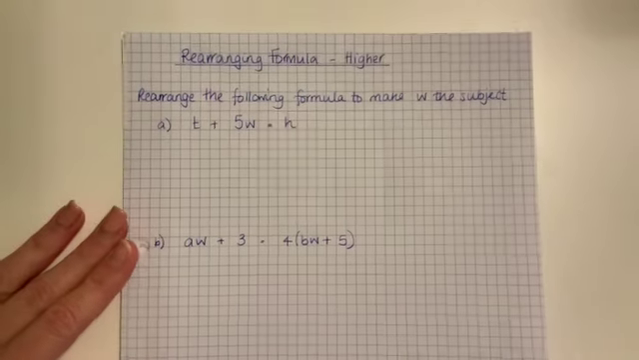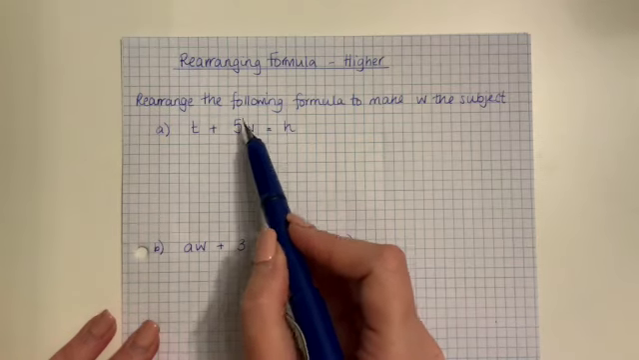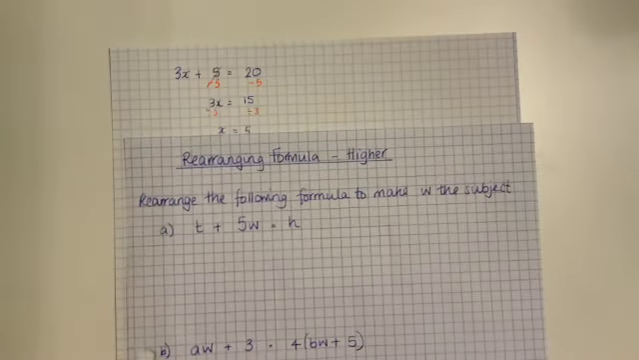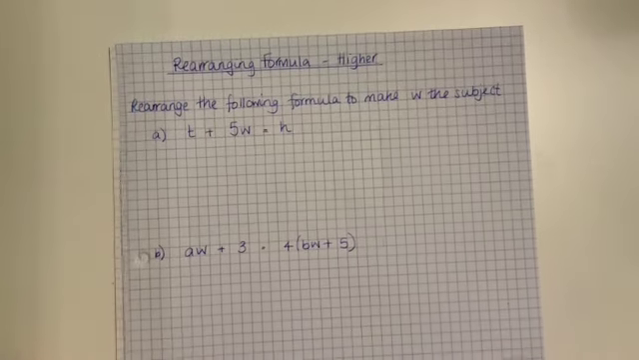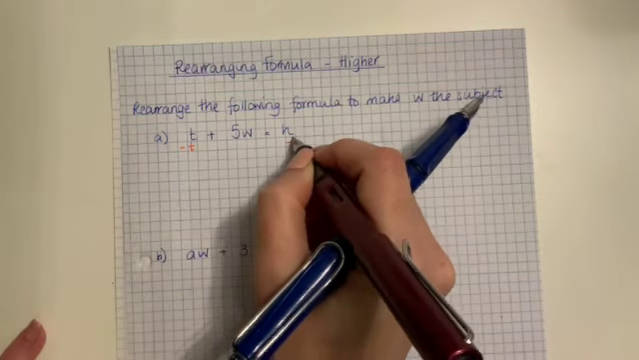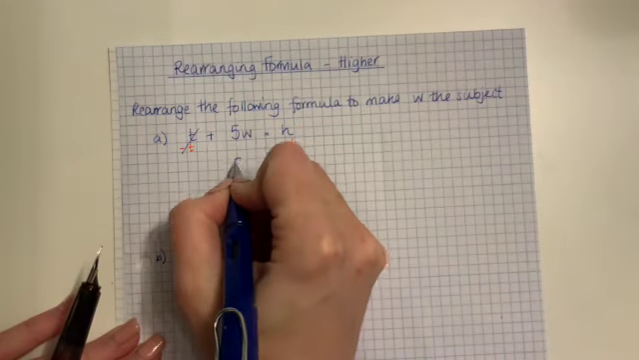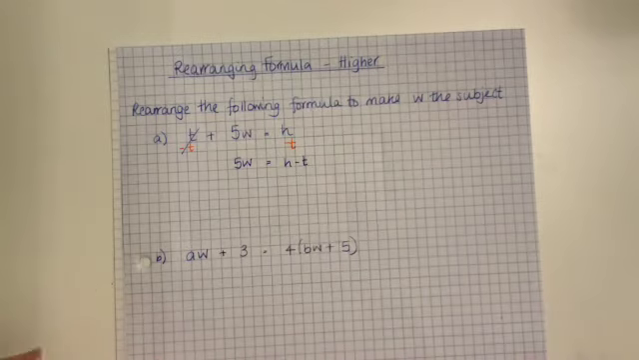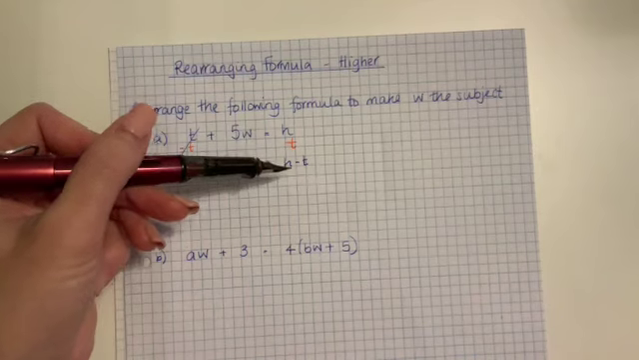So if we have a look, what are the things that we need to get rid of from by the W? Well, we need to get rid of the 5 and we need to get rid of the t. If we think back to this one, what did we get rid of first? Well, we got rid of what was added on or taken off. So that's what we're going to do first. We're going to take away t from each side, so it disappears here. On the left, I'm left with 5w equals h take away t. I can't do anything with that. This just stays as it is.